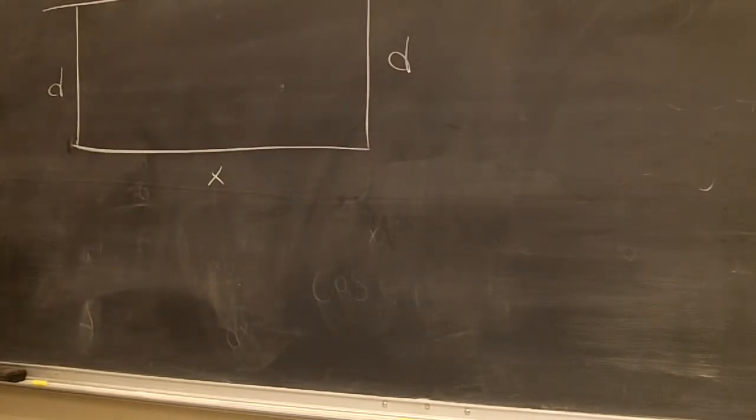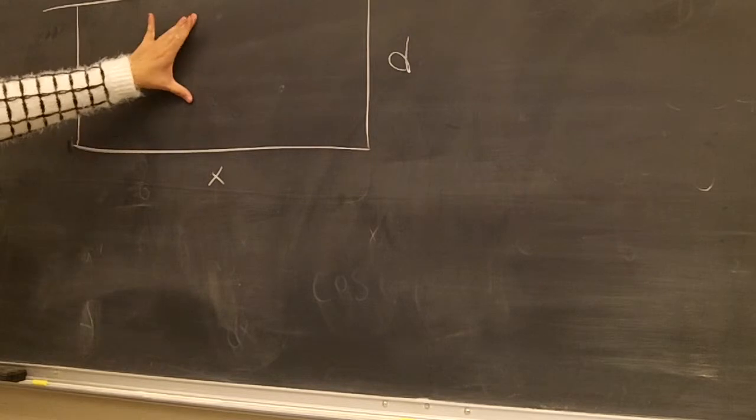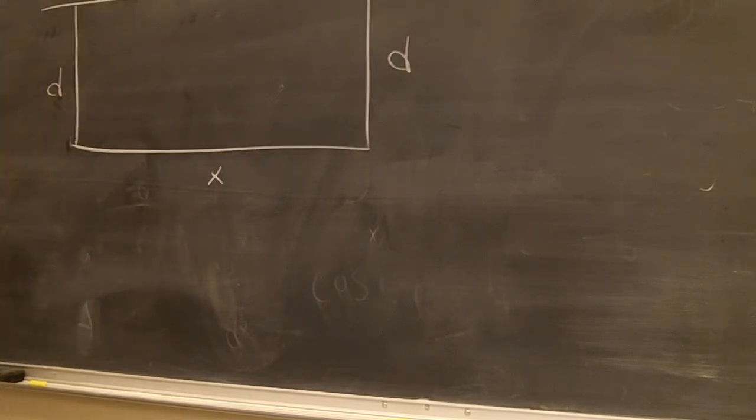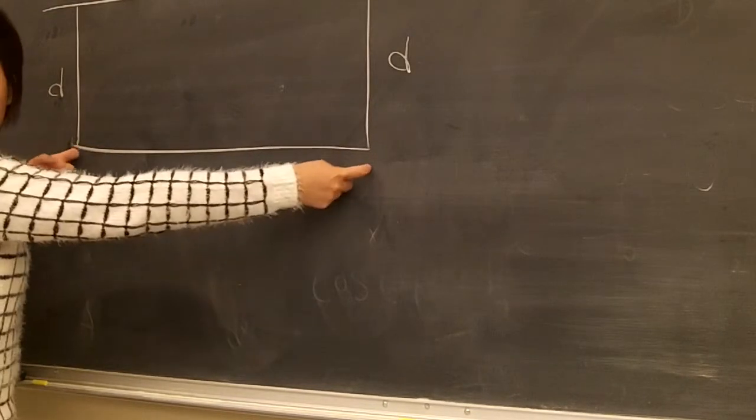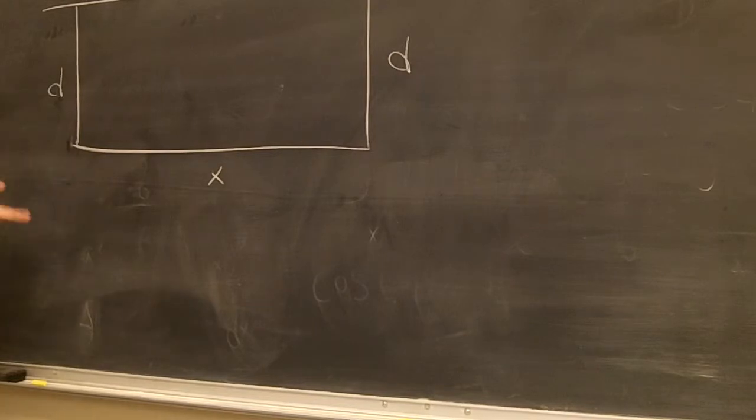Asking would be like this. The first part of the question is asking you to choose a number of D, the distance of this part. Then you can figure out the length of this part, and then figure out the area, right?